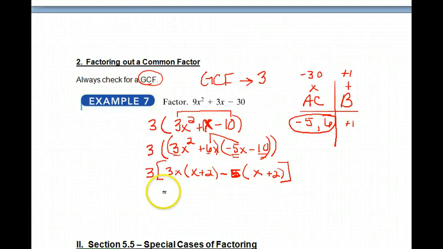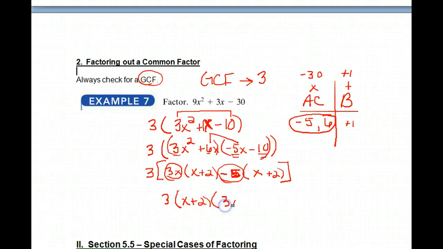Now I'm ready to bring down my 3. I'm ready to bring down my group that was identical, and I'm ready to bring down everything that was remaining in there, which was the 3x minus 5. And that, my friends, is the final answer for the factoring of this quadratic.